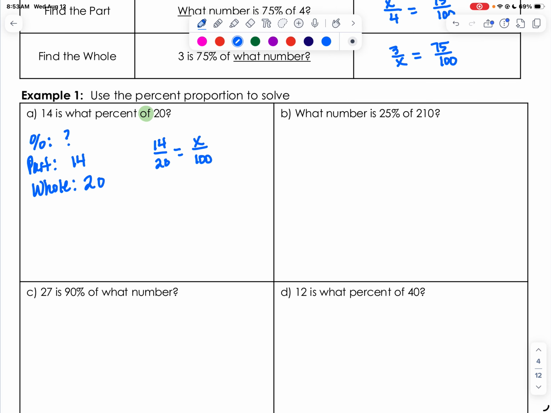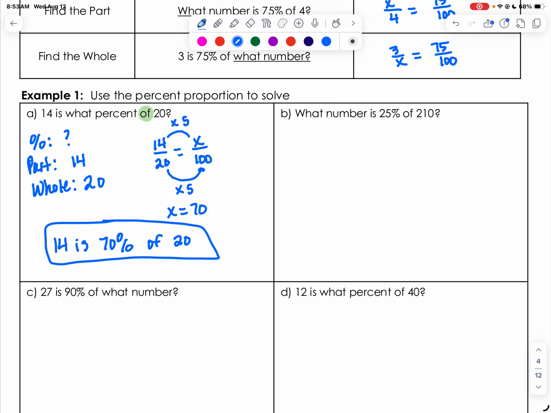Now, you can solve these a couple ways. I usually try to solve it by finding the scale factor because that's the easiest way to me and a way I don't have to use long division. So I noticed that 20 will go into 100 5 times. So in this problem, I have a scale factor of 5. So to find my missing number, I just multiply the numerator by 5. So 14 times 5 is 70. So we could say 14 is 70% of 20.